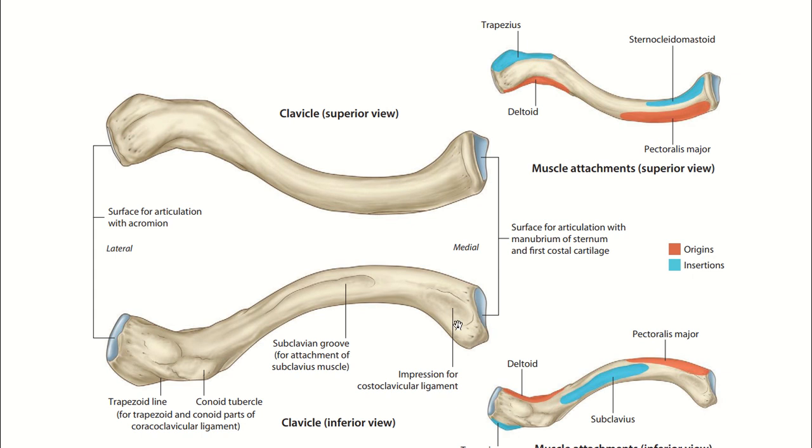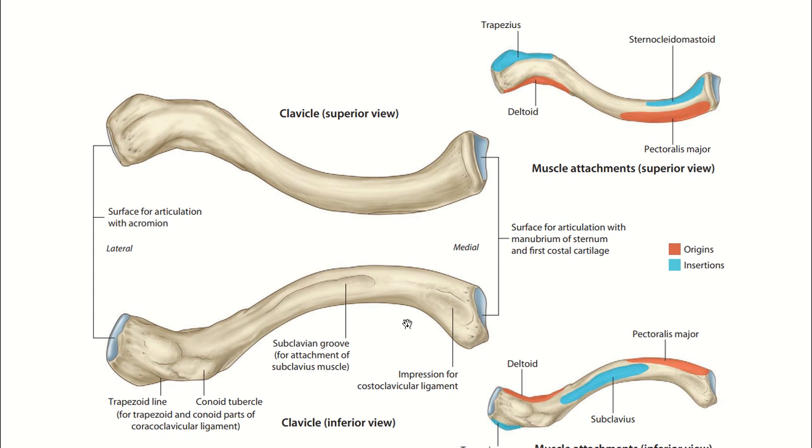The inferior portion of the clavicle is actually going to have impressions. Like I said, it's rough. So let's take a look from medial to lateral. You're going to have an impression for the costoclavicular ligament. At the middle portion, you're going to have a subclavian groove for the attachment of the subclavius muscle right here. Laterally, you're going to have the attachment for the coracoclavicular ligament. So the coracoclavicular ligament is going to be made by the trapezoid ligament right here and the conoid ligament right here.